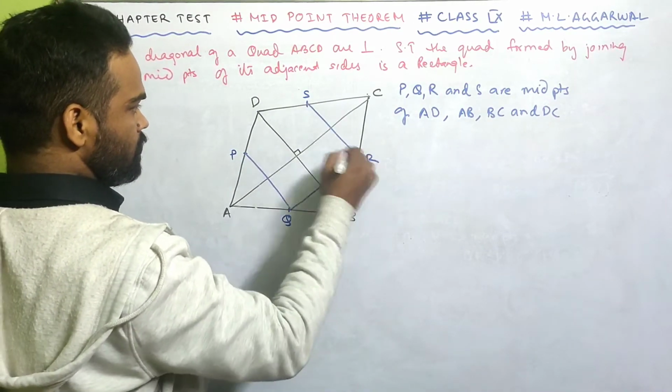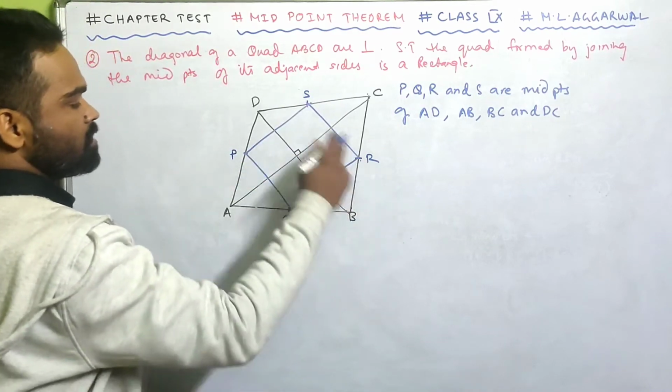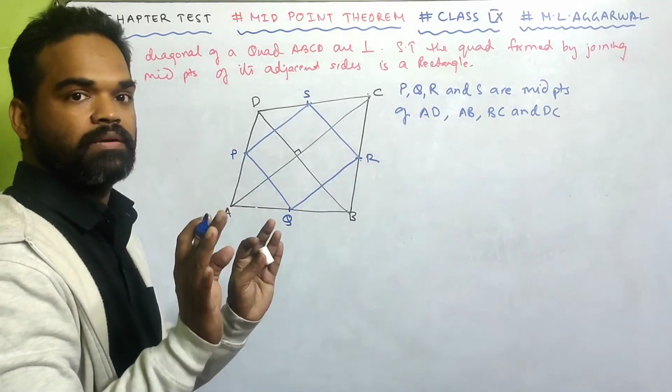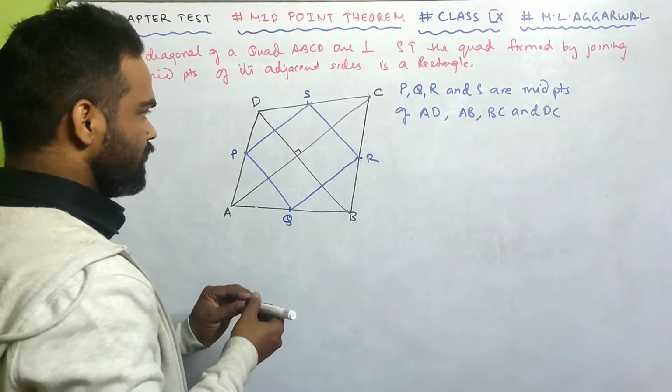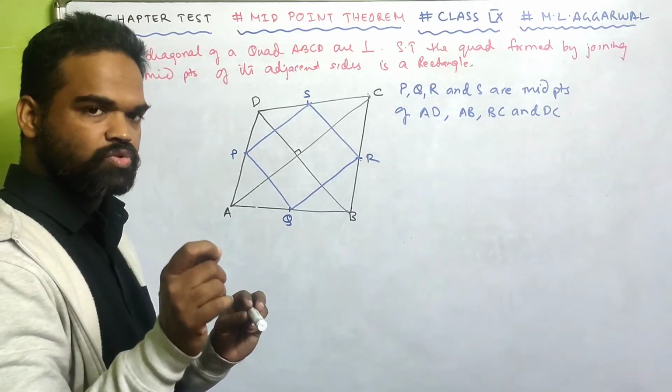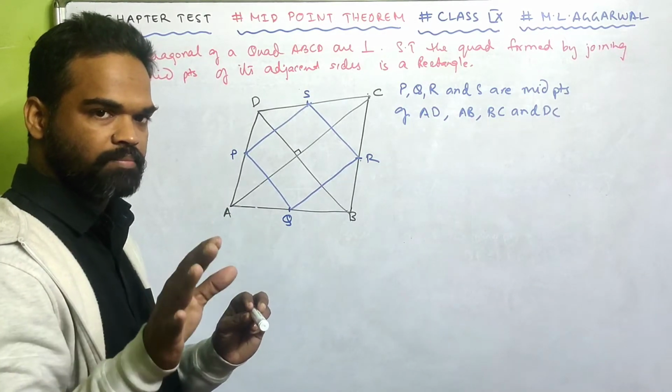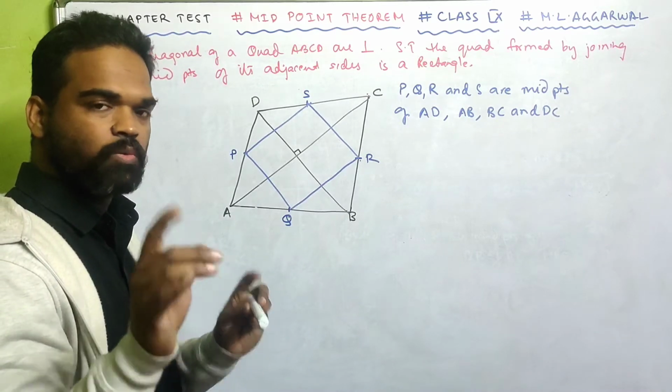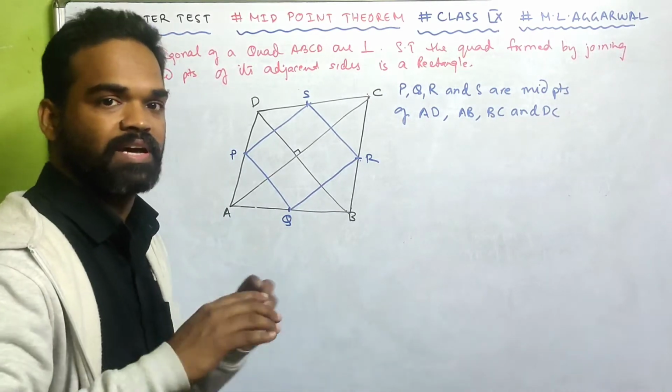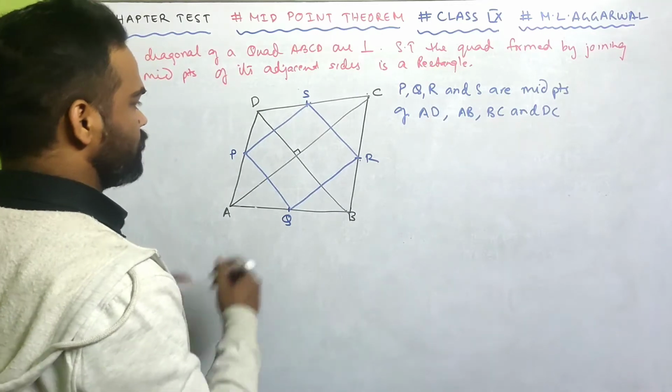Okay. Now we need to prove that this is a rectangle. My first priority is to prove that it's a parallelogram. And then if I can show that one angle is 90 degrees, my work is done. Look carefully how I will prove.